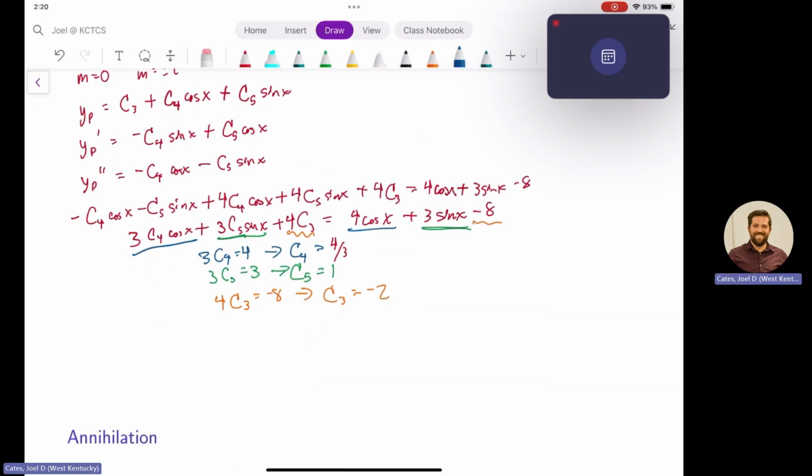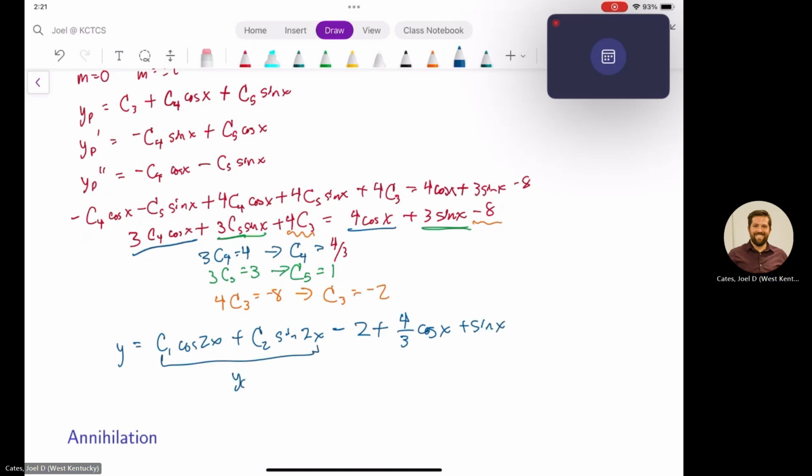In the end, what does that give me? That gives me, and let me make sure that I've got all my pieces here, that y is equal to c sub 1 cosine of 2x plus c sub 2 sine of 2x minus 2 plus 4/3 of cosine of x plus sine of x. Again, complementary and particular.